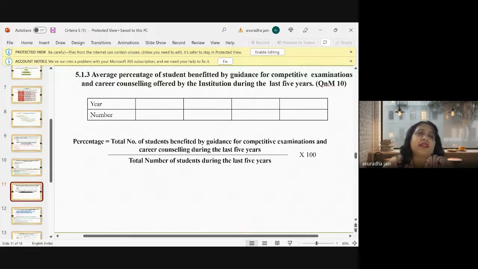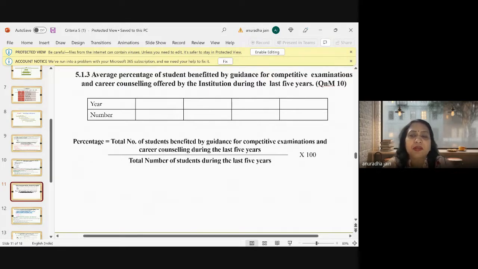Then if the resource person is an outsider, details about the resource person. What was the area covered during that session? What was the outcome of the session? How many students participated? And please make sure that all attendance sheets are signed by the students.